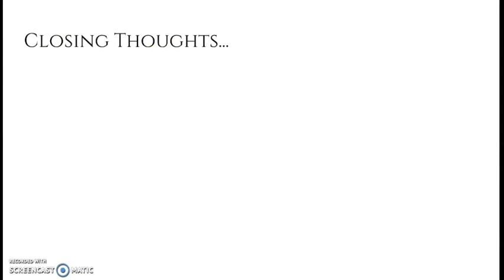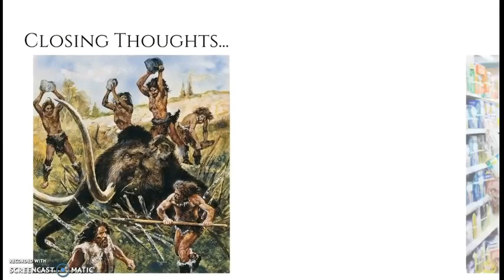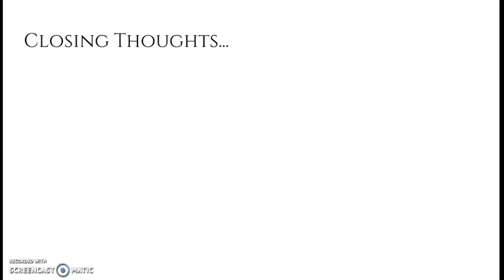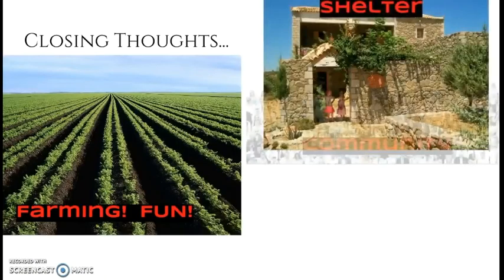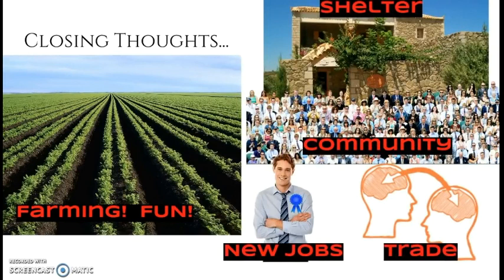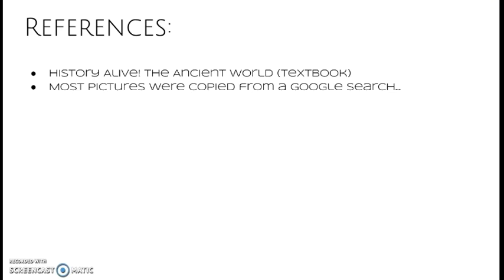We've come a long way from being hunter and gatherers. A revolution has occurred. Humans figured out how to farm and make their lives easier. They created permanent shelters, communities, new jobs, and trade. Eventually, these smaller settlements would become much larger civilizations and bring about much larger problems. Here's some references.